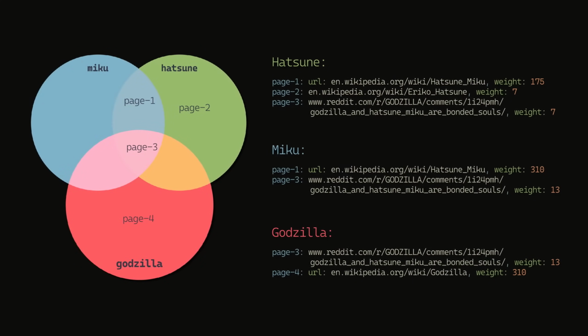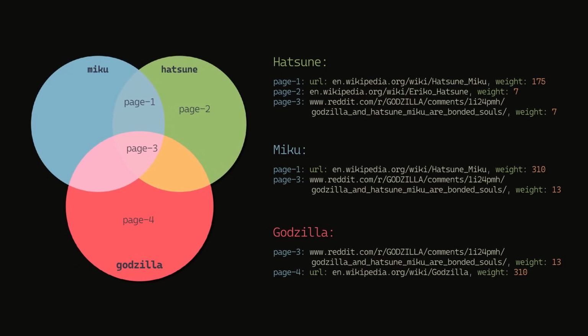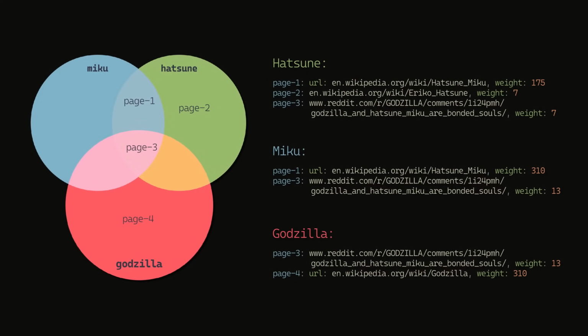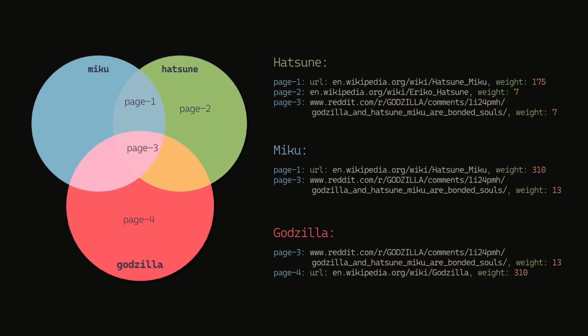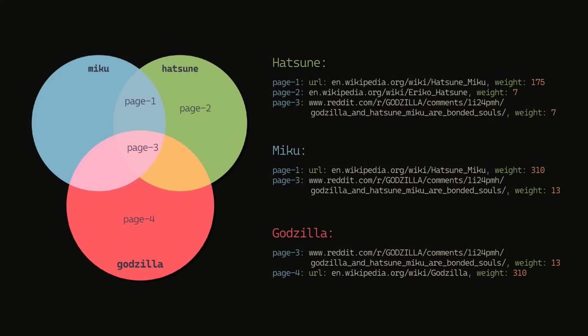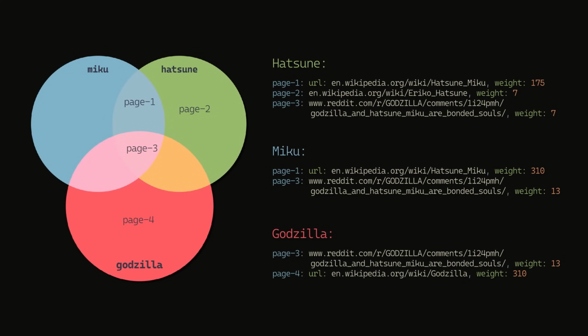As you can see, the Reddit post that talks about Hatsune Miku and Godzilla is the only page that overlaps among all our terms, so naturally, we'll choose to display that one first. Since the other pages don't fully overlap, we can choose to either not display them, which may not be useful from a user experience perspective, or to display them but rank them lower, which is what I'm doing.